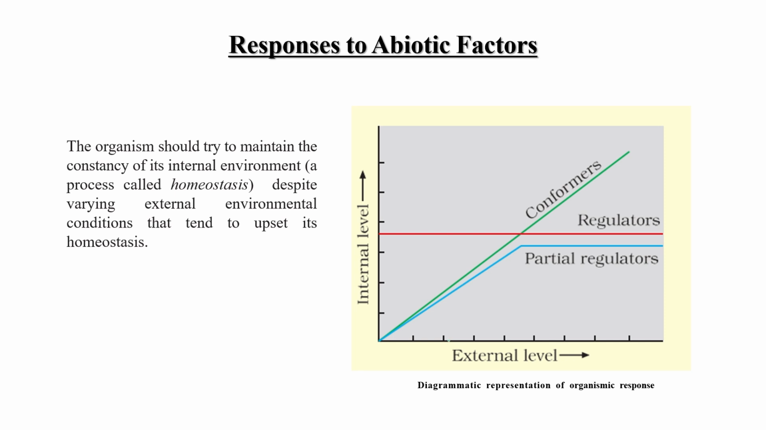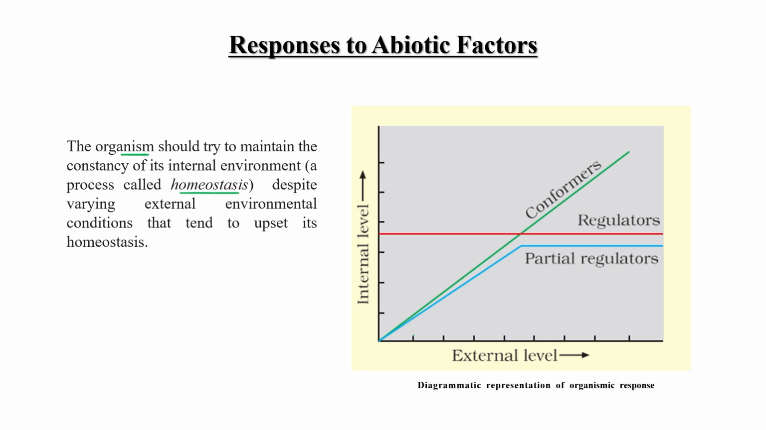So let's discuss the response of an organism to abiotic factors, mainly temperature. Okay, so all organisms should try to maintain a constant internal environment, for which we use the term homeostasis. But for all kinds of organisms, on the x-axis the external level of temperature is given, and on the y-axis the internal level of temperature is given. Okay, so this is a diagrammatic representation of organismic response.